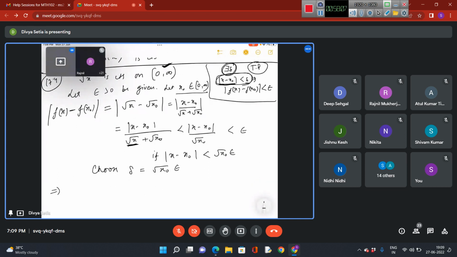So this will imply |x minus x naught| less than delta implies |f of x minus f of x naught| is less than epsilon. So this implies f of x, which is square root x, is continuous everywhere on 0 to infinity, because your x naught was an arbitrary point. If you have shown the continuity at an arbitrary point, it is continuous everywhere. Is the proof okay? Is there any doubt in the proof? Any step which is not clear?